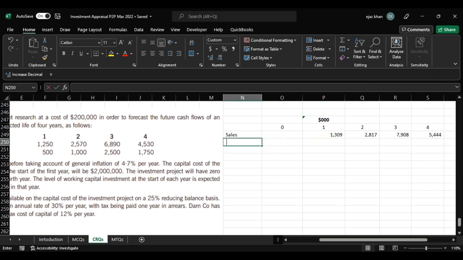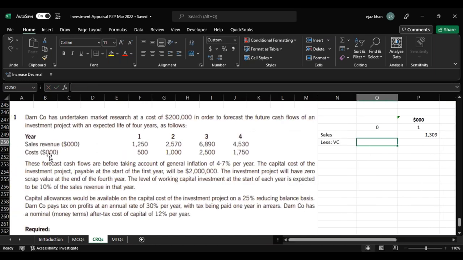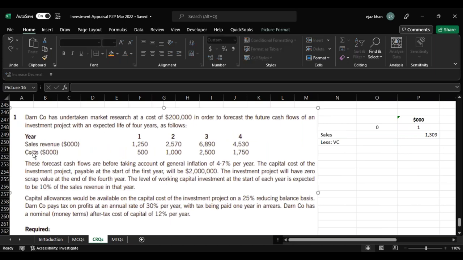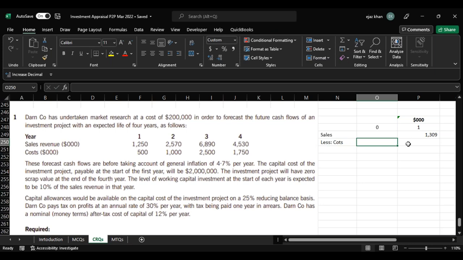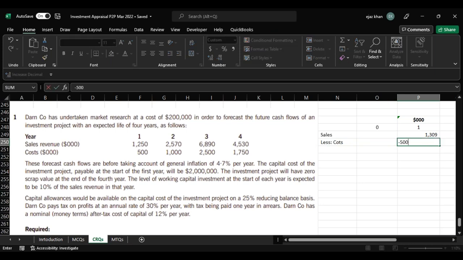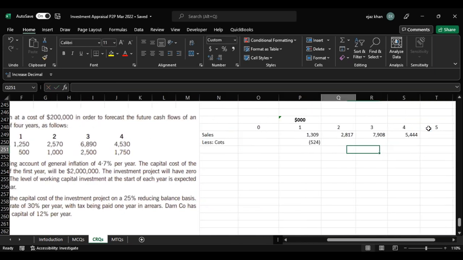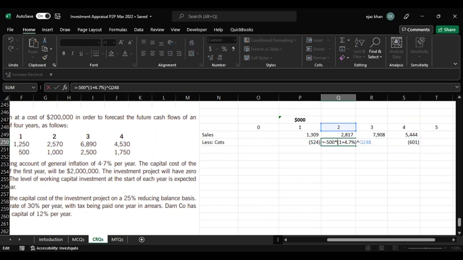Now let's go to the variable cost. If you just look at the question, they haven't told us whether it's a variable cost or what, but it's a cost, right? So it means it includes all the costs, and it's 500 for the first year without inflation, and it should be inflated in the same way, 4.7% raised to the power, 1524.